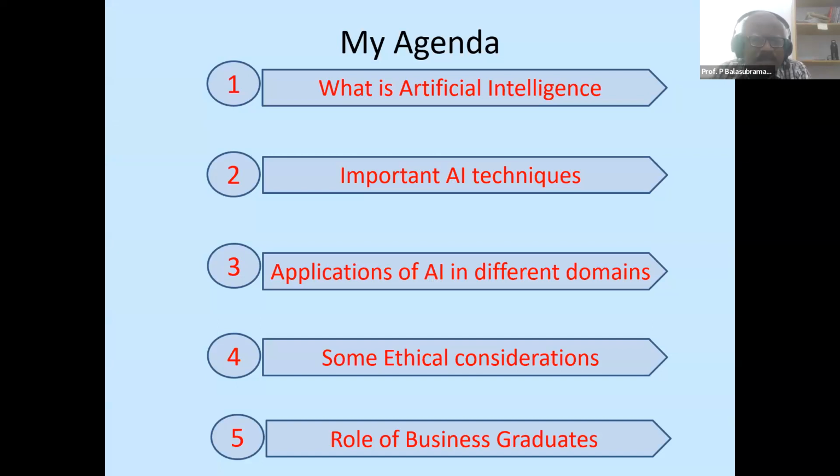My presentation contains 5 parts. A few minutes I'll spend on what is artificial intelligence, a basic definition, and then I'll go through the important AI techniques. Third is the core topic for today, applications of AI in different domains. Artificial intelligence has applications in every domain, so I'll cover a few domains and how they use AI in different projects. Then some ethical considerations which we should not miss while doing AI projects. And finally, the role of business graduates, especially management graduates, and how they have a role in the entire artificial intelligence field. So these are the 5 parts I'm going to cover.